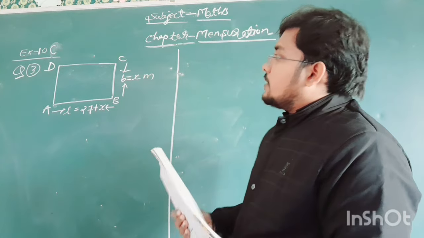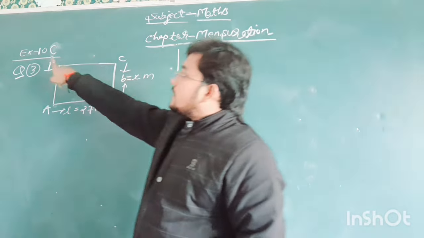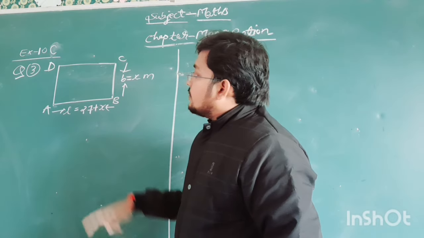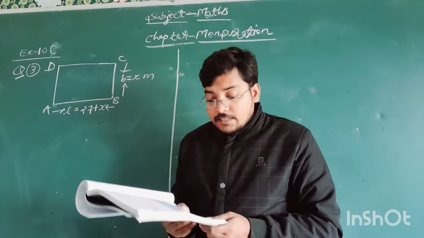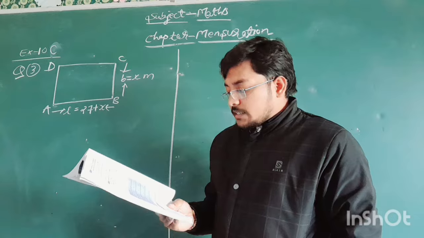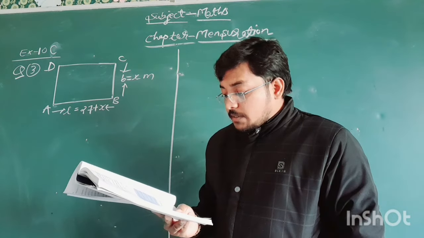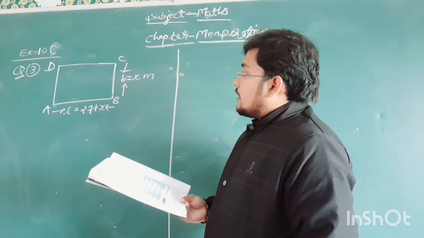Here we have to discuss the chapter mensuration and exercise 10C. Question number 3 says that the length of a rectangle is 27 meter longer than its breadth. If the perimeter of the rectangle is 110 meter, find its area.